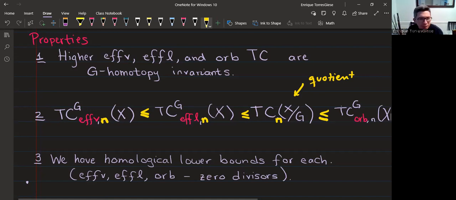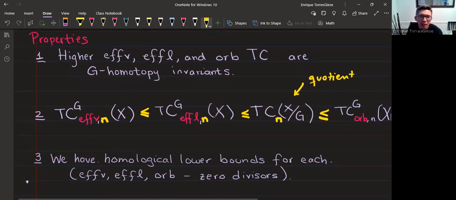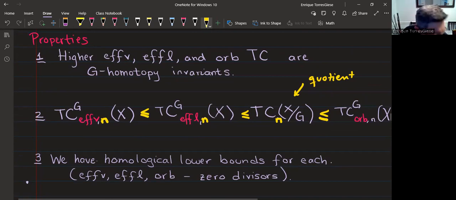Now, another nice property is that given that these constructions are in terms of sectional category, we can also speak of lower bounds in terms of zero divisors. So that's kind of technical, it's not difficult to establish, but we also have zero divisors in the context of effective, effectual, and orbital TC. So that is useful for many calculations.